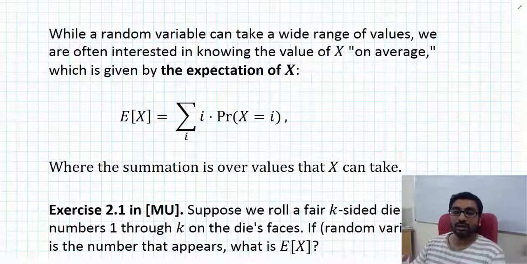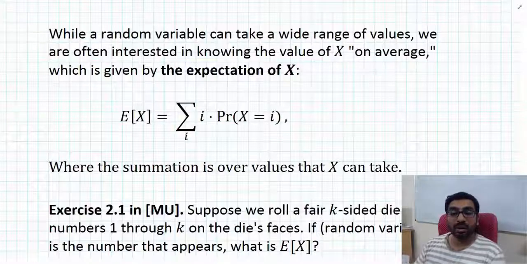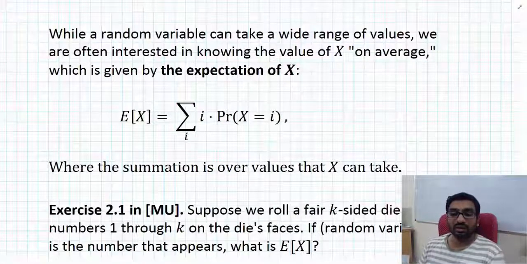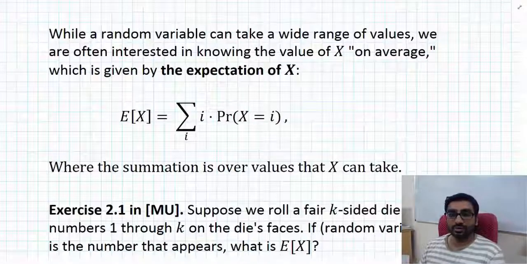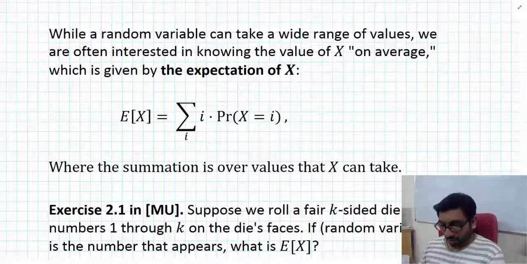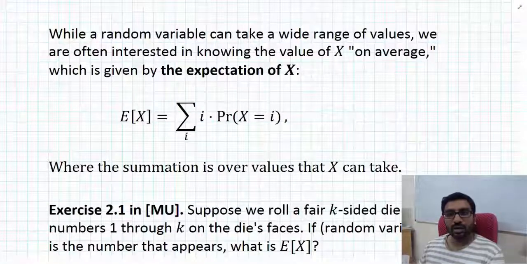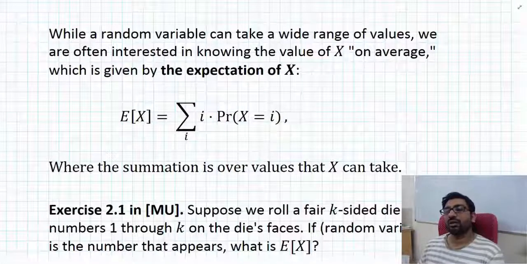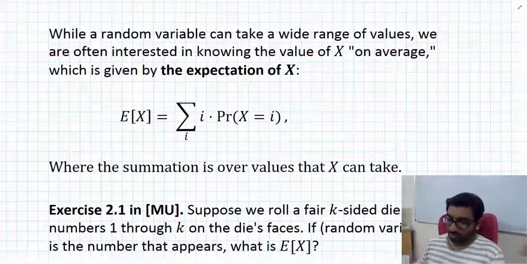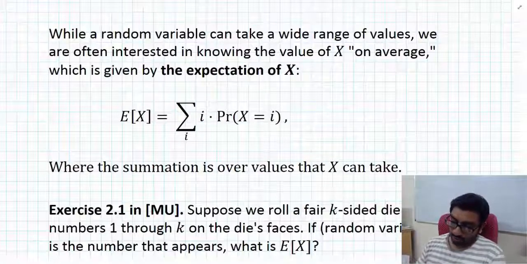So random variables can take a wide range of values. Going back to our example on analyzing the running time of a randomized algorithm, a particular algorithm on a particular input could possibly take a wide range of running times based on the outcomes of random choices made by the algorithm. However, we are often interested in understanding the average running time. What happens on average? To gain an understanding of what happens on average, we need to use the notion of expectation.